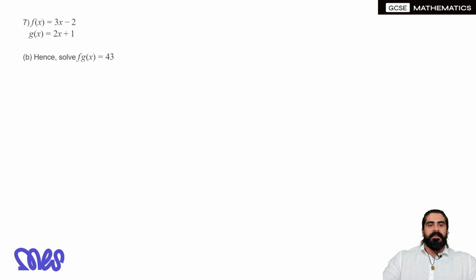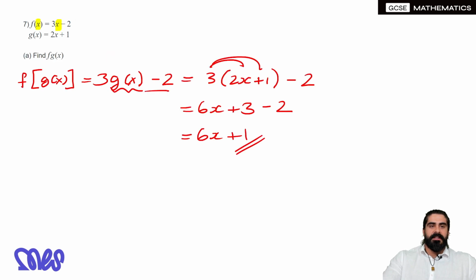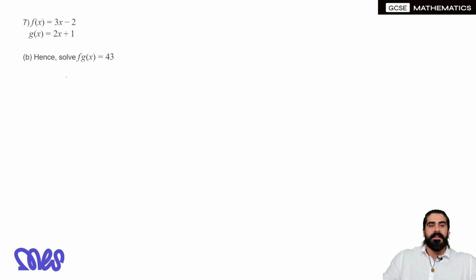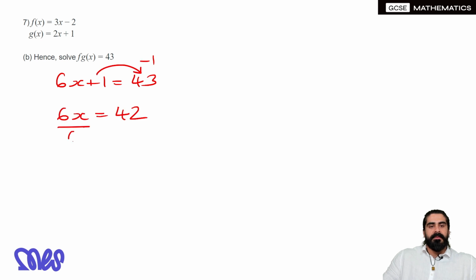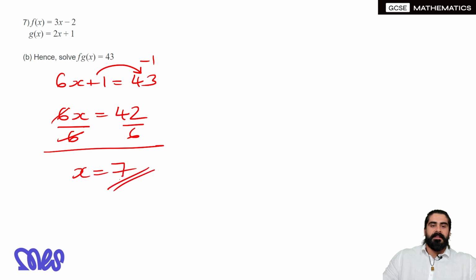Hence solve f(g(x)) is 43. So just double checking, it's the same expression. So we're solving 6x plus 1 equals 43. The plus 1 goes over to make it a minus 1. Divide both sides by 6. 42 divided by 6 gives you 7. And that's our solution to question 7.